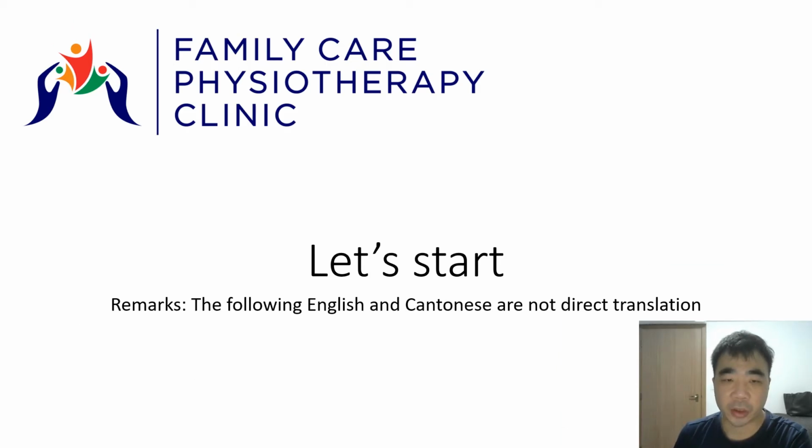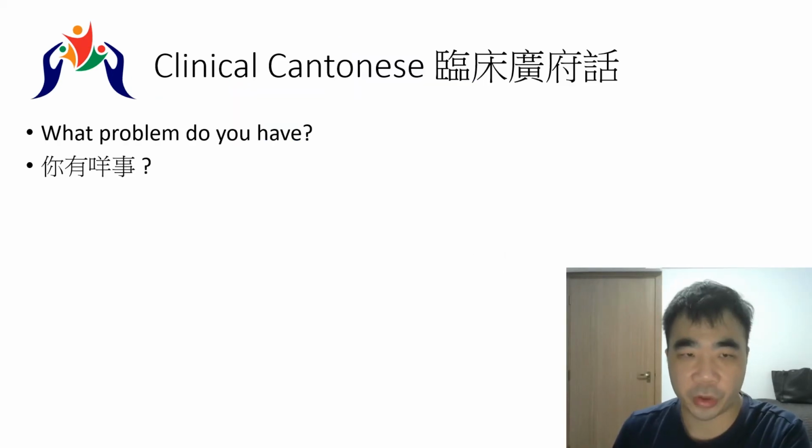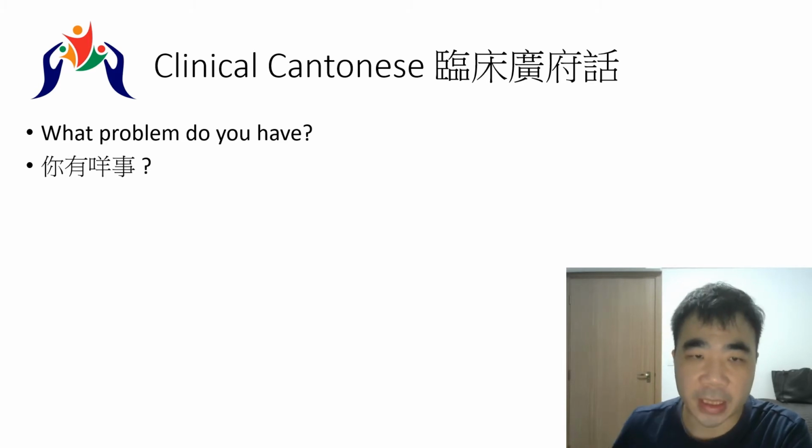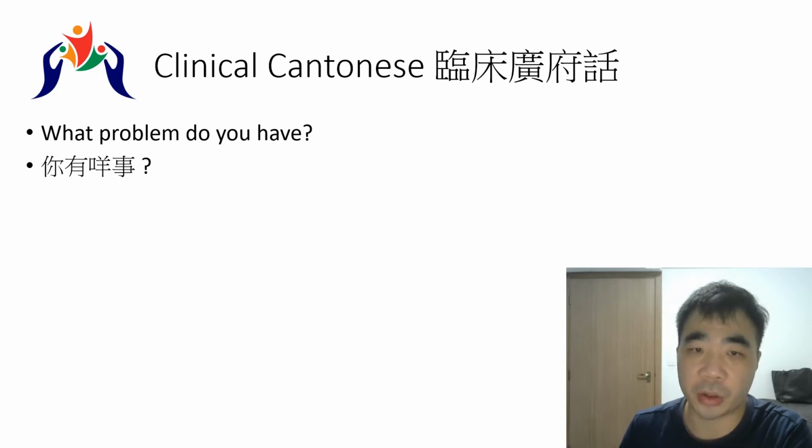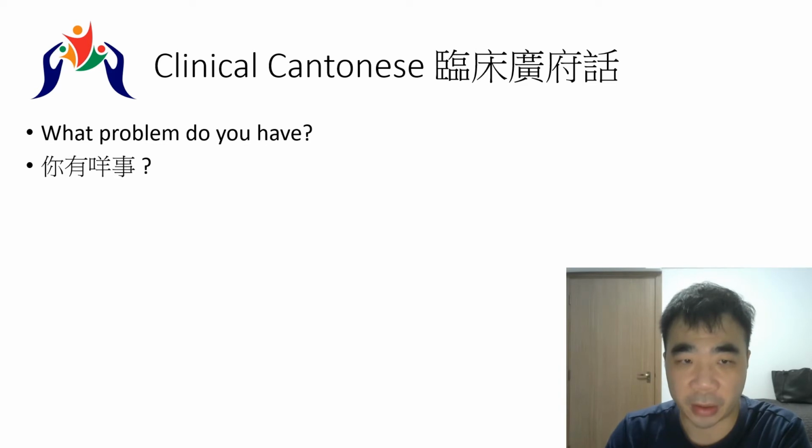Okay, let's start to practice some sentences, and be reminded that the following sentences are not direct translations. First of all, what problem do you have? We say in Cantonese, 你有咩事啊? 你有咩事? Of course, it's a very generic question, but in the context of a clinical interview, the people know that you are asking what problems bring you here. Then they will tell you the history of what happened, what their main complaint is, and where the pain is. Although it's a generic question, it's useful as a first sentence.